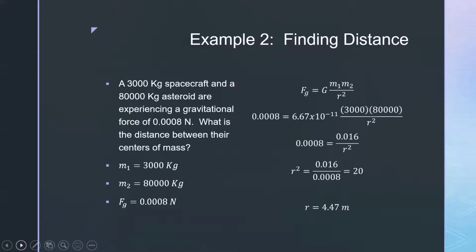Here's another one where we're actually going to find the distance. So this one, I've got some much larger objects, a 3,000 kilogram spacecraft and an 80,000 kilogram asteroid. But they're experiencing still a really, really small amount of force, 0.0008 newtons. We want to see how far apart these things have to be to get a force that low. It turns out if you do the math here, it only ends up being about 4.5 meters. So we do the calculations, rearrange to get the r squared out, then take the square root of 20, and we get 4.47 meters.